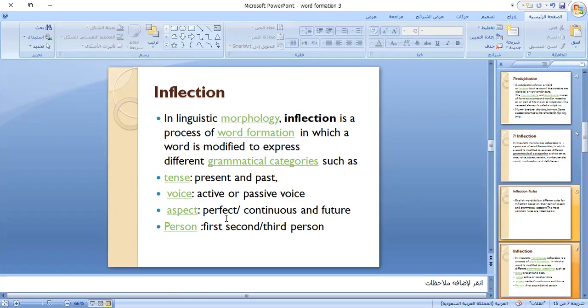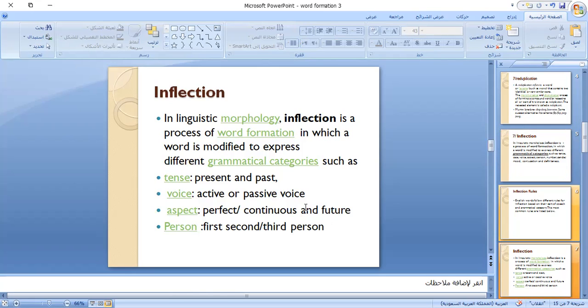Aspects, like perfect and continuous. When you say they are writing, it is an aspect. Actually, there are two main tenses, which are present and past. Present form and simple form, or present tense and simple tense. But when it comes to continuous, either present continuous or past continuous, we call it an aspect. Also, the perfect: the original verb is write, and the perfect form of the verb is has written or have written. Okay, this is also a type of aspect.